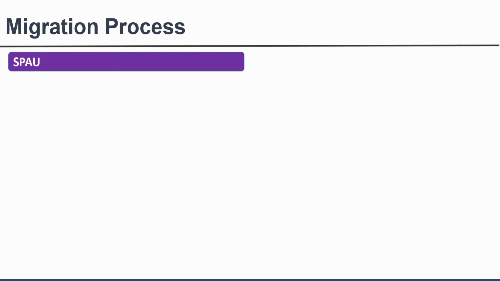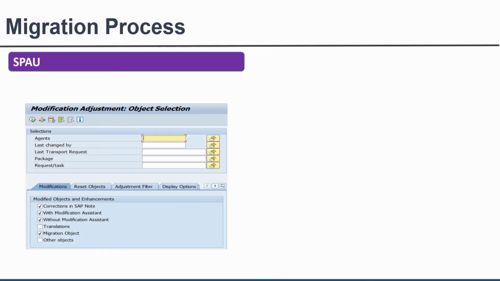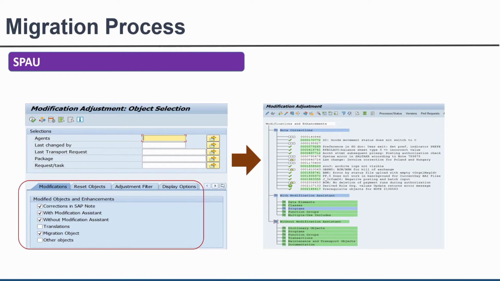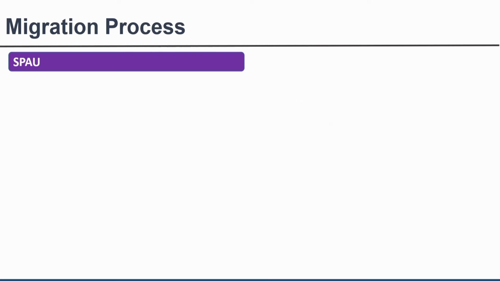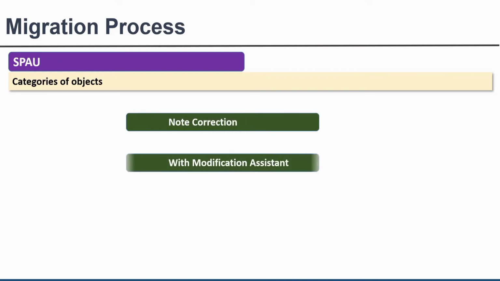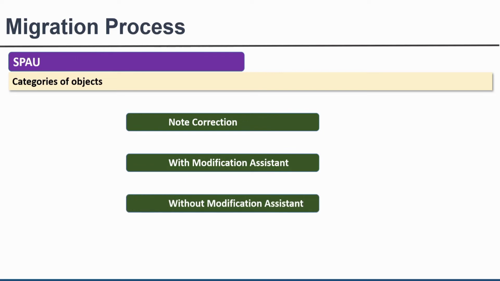Repository objects are adjusted using transaction SPAU. When you open the T-code, the initial screen looks as shown. To restrict the display of the objects, use the checkboxes of the tabs in the lower part of the screen. You need to execute here, which gets into a detailed list of objects which require actions to be taken. The objects inside SPAU will appear in any of the three categories: node correction, with modification assistant, or without modification assistant.